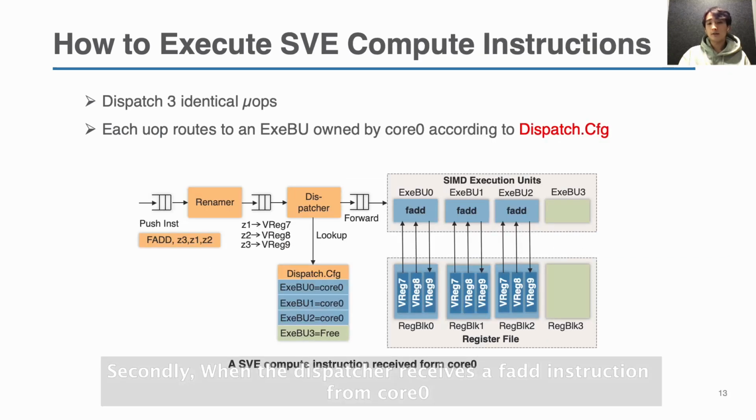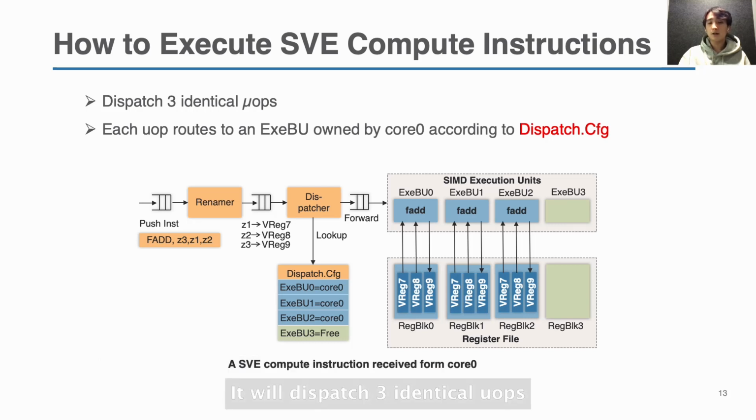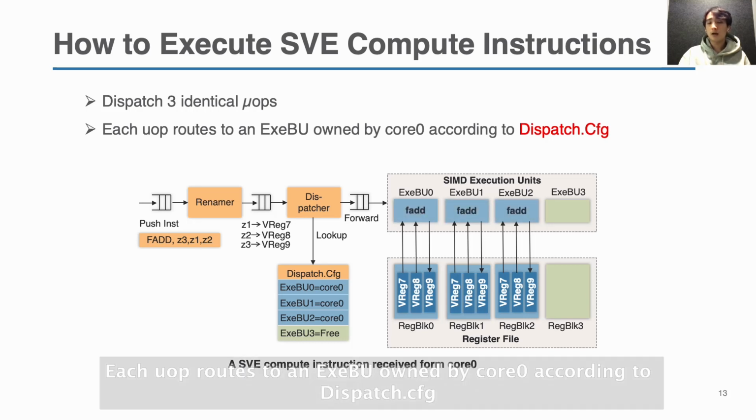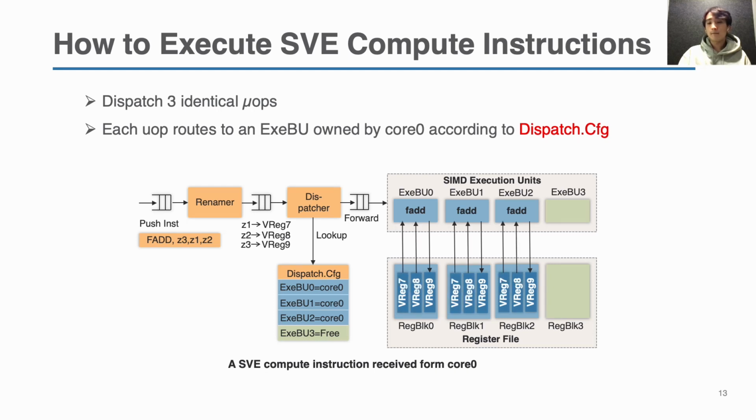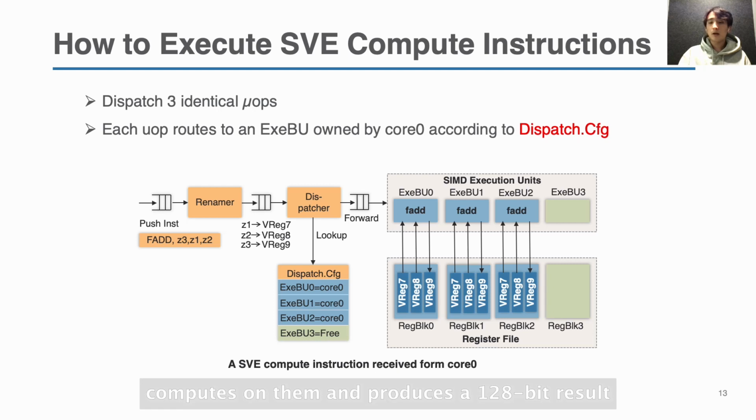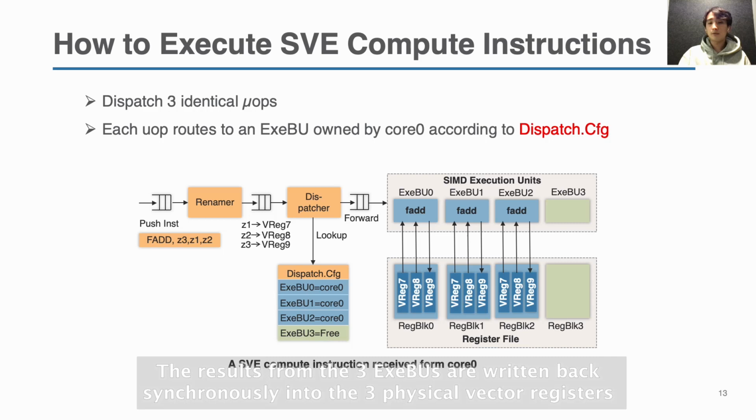Secondly, when the dispatcher receives the FID instruction from call 0, it will dispatch 3 identical MILPs. Each MILP routes to an execution basic unit owned by call 0 according to the dispatch config table. Each execution basic unit fetches the operands from its reg block, computes on them, and produces a 128-bit result. The results from the 3 execution basic units are written back synchronously into 3 physical vector registers.